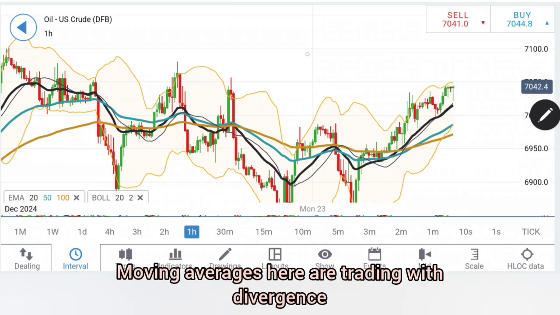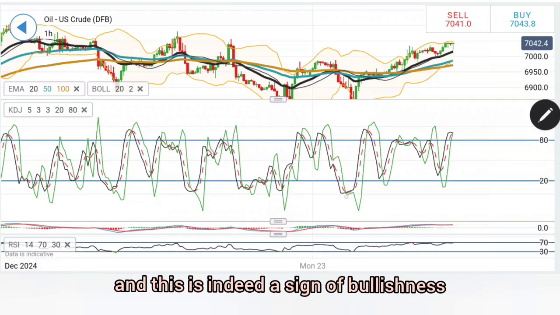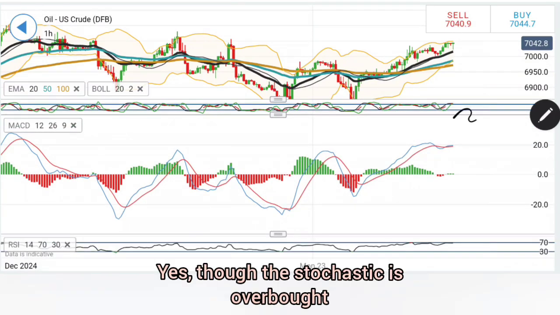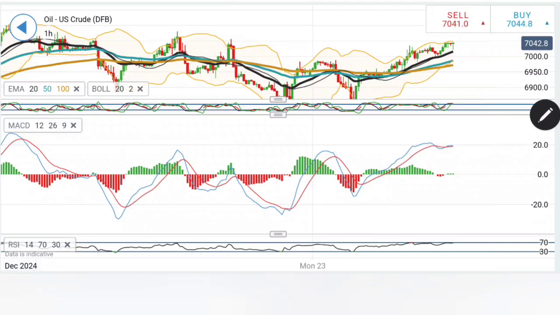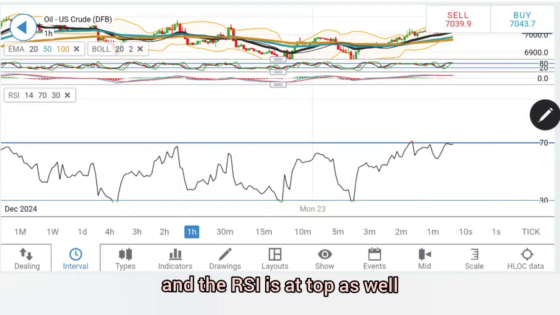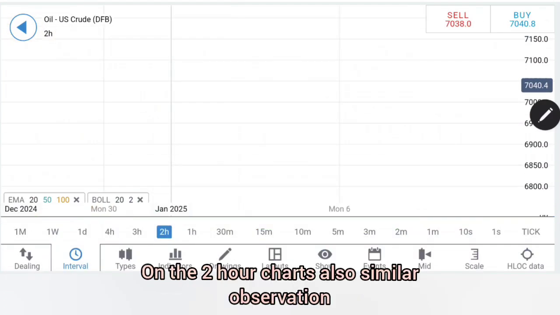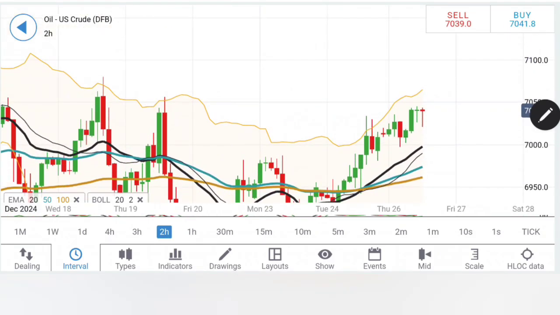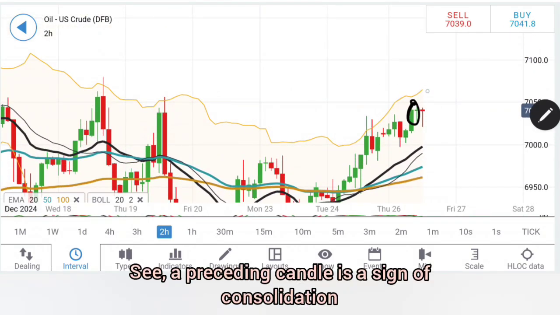Moving averages here are trading with divergence, and this is indeed a sign of bullishness. Yes, though the stochastic is overbought, the MACD is almost staying flat. It can still rise further, and the RSI is at the top as well. On the 2-hour charts, similar observation here. See, the preceding candle is a sign of consolidation.